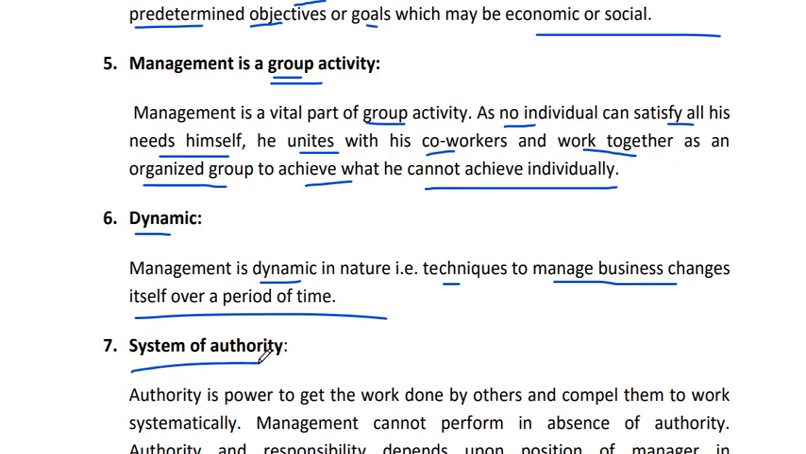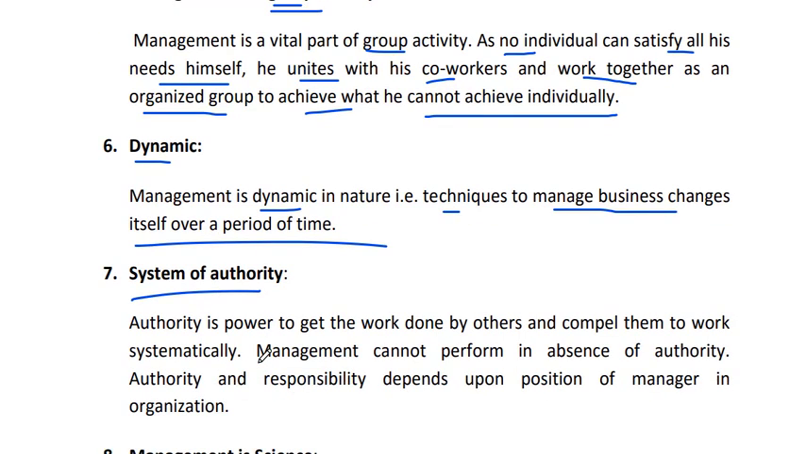Next is system of authority. For the management, some authority has to be there. Why? Because if there is authority, then we have the power to give commands to the worker. If I do not have authority, or I am not the owner or CEO, then I cannot give commands to other people, to a worker. So for the management to work systematically, authority has to be there.